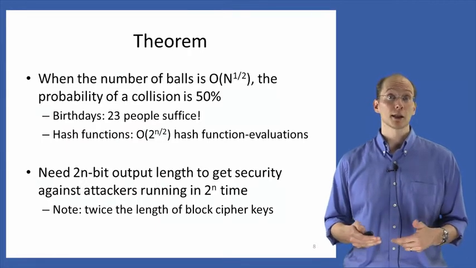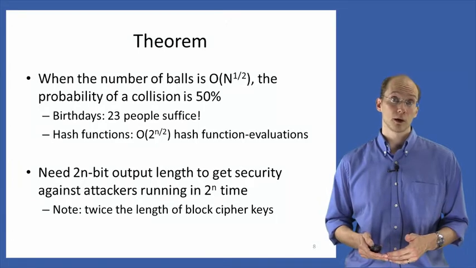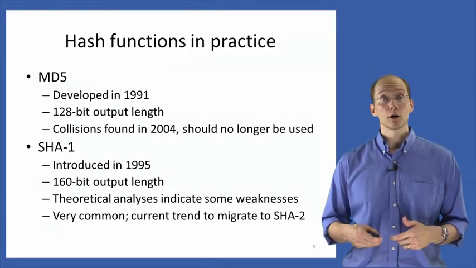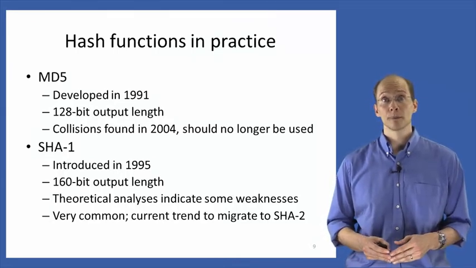The 160 bits is a lower bound on the length of the hash function output that we need in order to get the security that we want. In practice, there are a few hash functions you need to be aware of that are very commonly encountered.